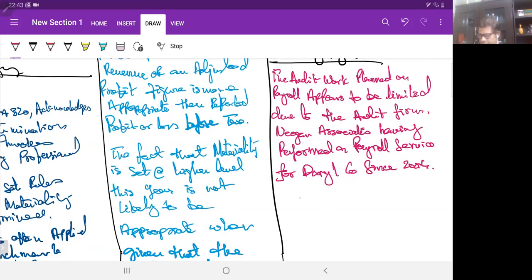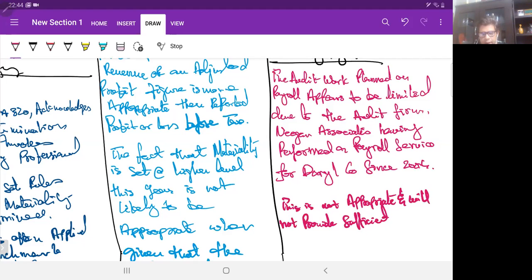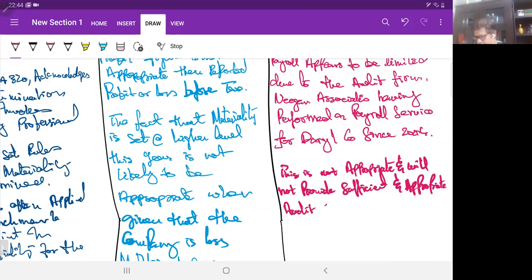Further, I will say this is not appropriate and will not provide sufficient and appropriate audit evidence regarding this 6 million payroll expense.